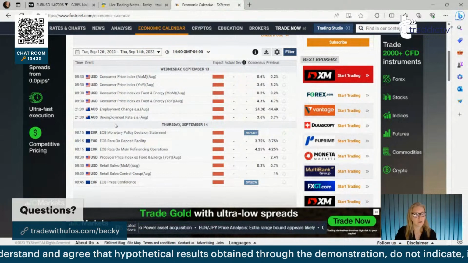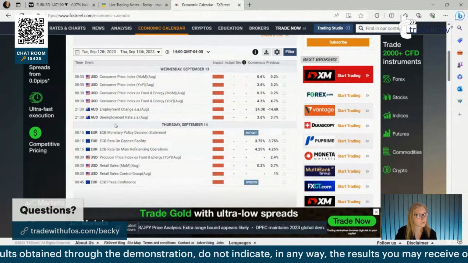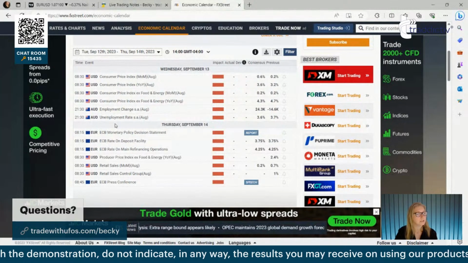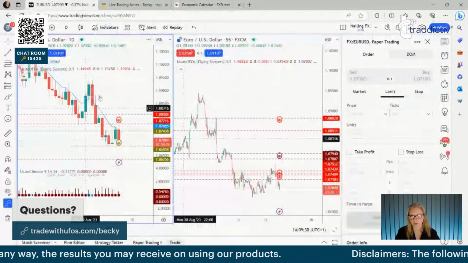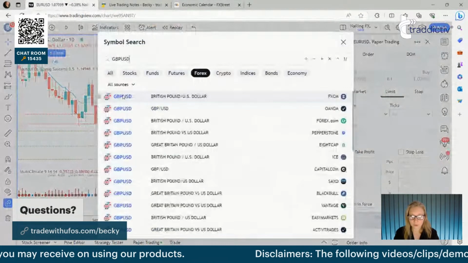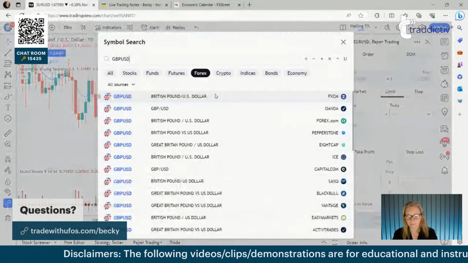Okay, so those that might be here with me live, let me know that you're with me. Let me know that you're in the room. Let me know if you have any questions or any markets you want me to look at. Otherwise, I'm going to dive straight in. So we're going to ignore the euro dollar. Let's look at the pound dollar. I prefer to look at some majors to start with.